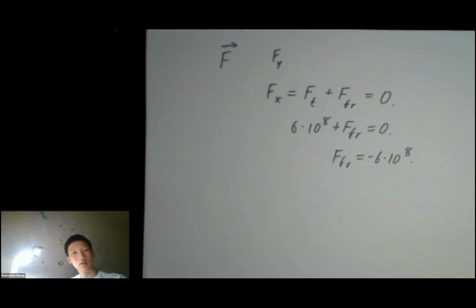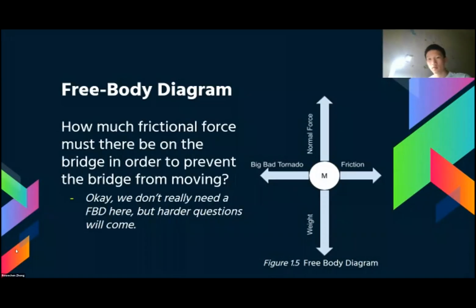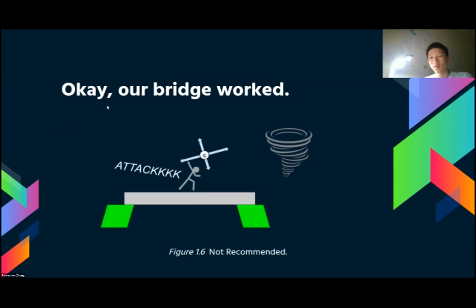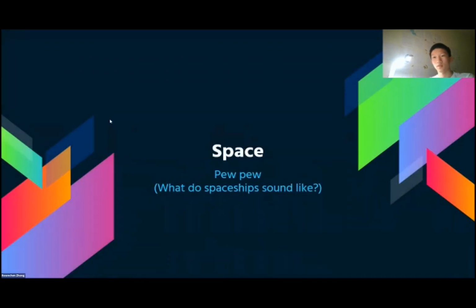So this is not rocket science, which we will be getting to, but not quite yet. Okay, so if you solved the question correctly, the answer should have been 6e8 newtons. And the good thing is, the engineers designed the bridge correctly, and our bridge worked. All right, that's about it for statics. We're going to move on to rocket science.